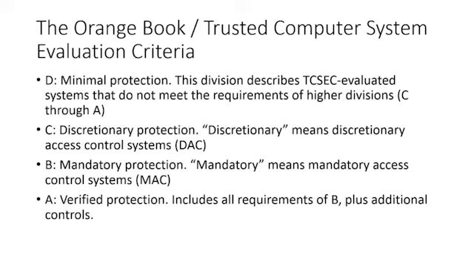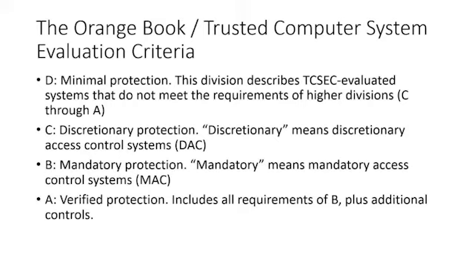So the Orange Book, or the Trusted Computer System Evaluation Criteria, TCSEC, you may see it as well. A couple different levels in there that we need to follow. Got them listed backwards here, D to A, from the least protection to the most, if you want to look at it that way. Level D is minimal protection. So this division describes the TCSEC evaluated systems that don't meet the requirements of the higher divisions. We have C level, that's just discretionary protection.